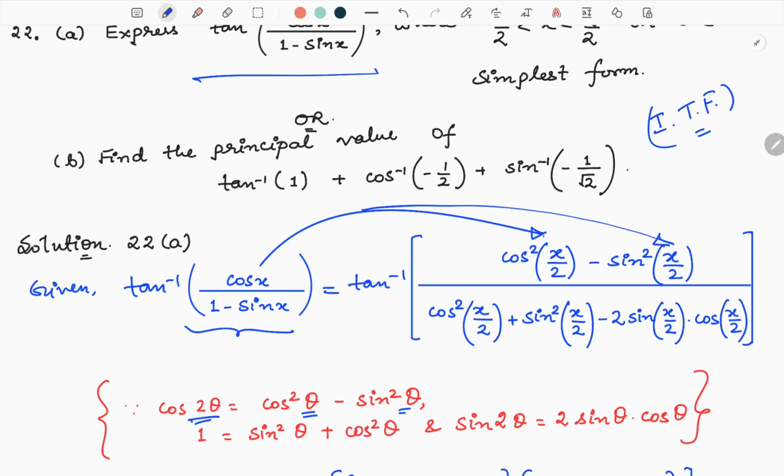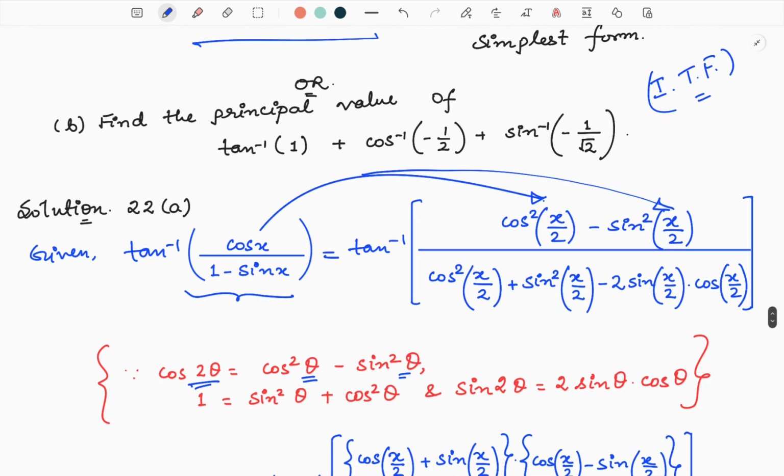And in the place of 1 we can write a very useful thing using trigonometry, that sin square theta plus cos square theta is equal to 1. Since all the x has to be converted into x by 2, you will use cos square x by 2 plus sin square x by 2. Although you can write cos square x plus sin square x, that won't get you a very useful result.